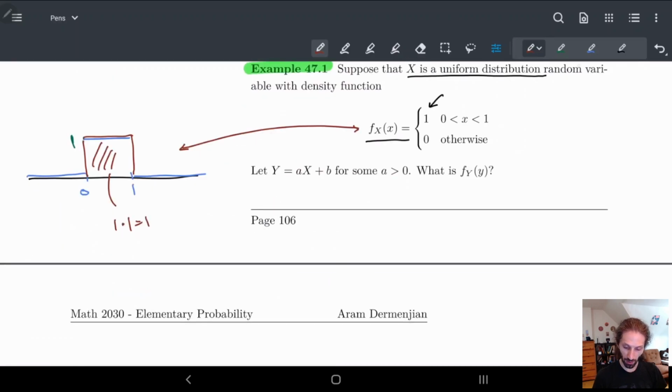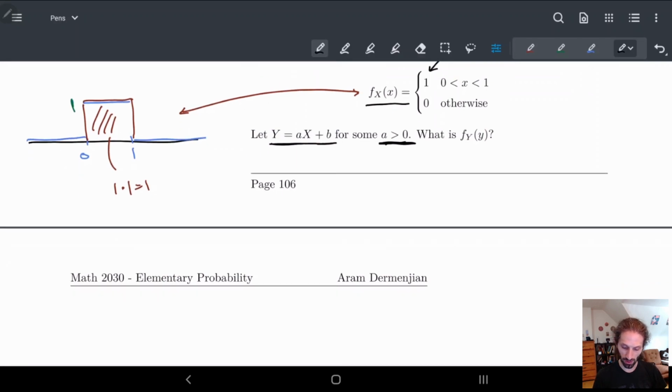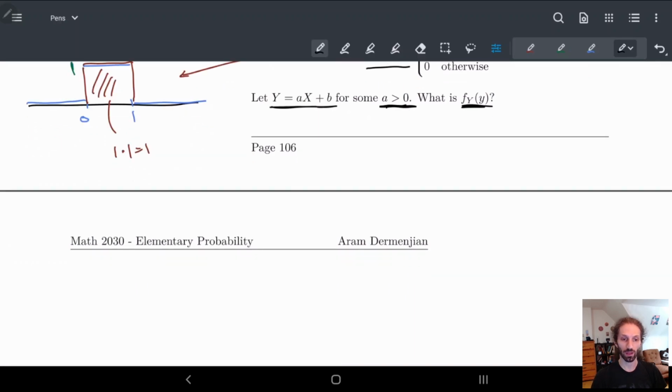And we're going to look at some arbitrary functions. So we let Y be my linear function, aX plus b. And here we're going to add the stipulation that we want a to be greater than 0. We'll look at what happens in the other case shortly after. So the question then becomes, what is f sub Y of y?